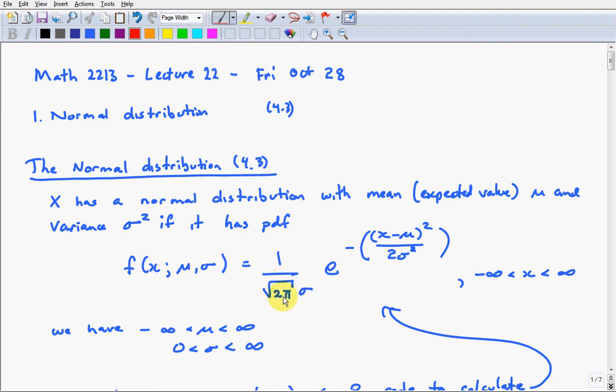It's 1 over the square root of 2 pi sigma, e to the minus x minus mu squared over 2 sigma squared. So that's a pretty ugly probability density function, but it has a nice shape, as we'll see in a minute. This is defined for x on the whole real line, so x can be any positive or negative number. The parameters of the distribution are the mean mu, which can be any real value, and the standard deviation sigma, which has to be positive.